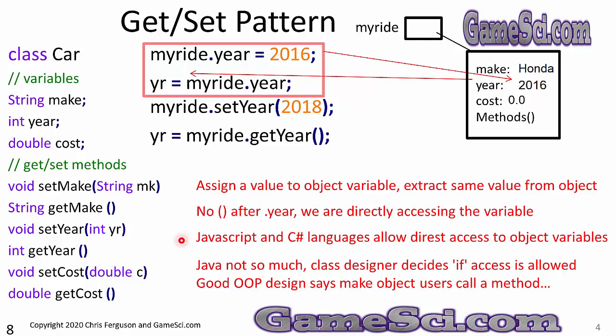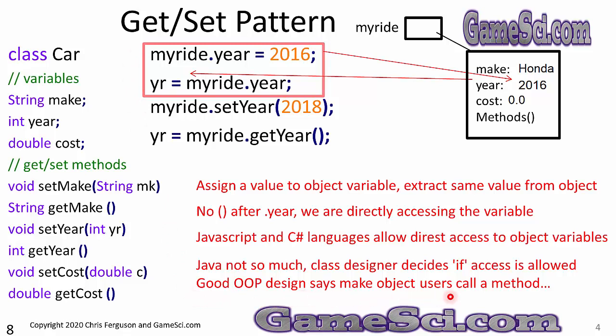JavaScript and the C# languages allow direct access to object variables. You'll see a lot of code like this if you're writing in JavaScript or C#. But Java, not so much. Java says we don't like you accessing the variable directly. The class designer in Java gets to decide if access is allowed. So the class designer decides if I'm going to let you access these variables directly. And if they say no, you're going to have to use methods instead of directly accessing the variables. It's good object-oriented programming design.